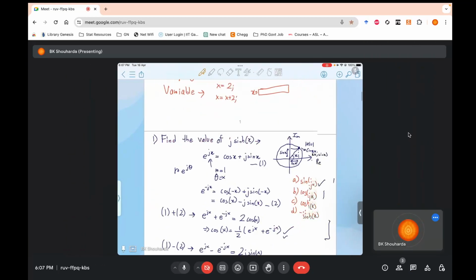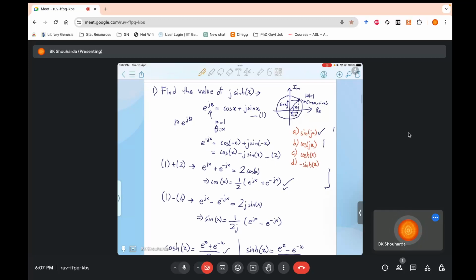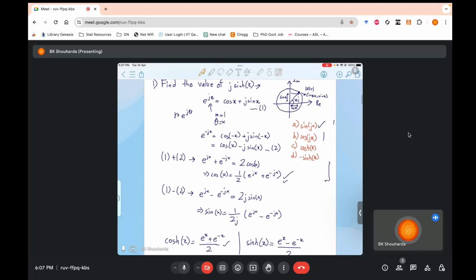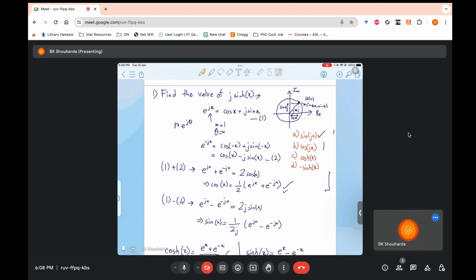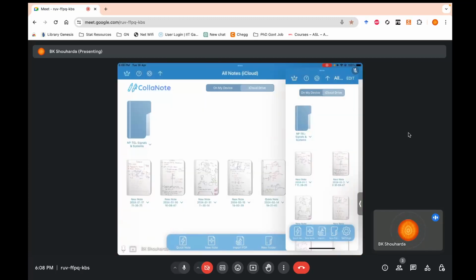Initially in this course we had the simple mathematical preliminaries where we learnt about basic calculus, the limits and derivatives, integrals, and the trigonometric and hyperbolic functions. As I was emphasizing at that time, e to the power jx is cosine x plus j sine x.